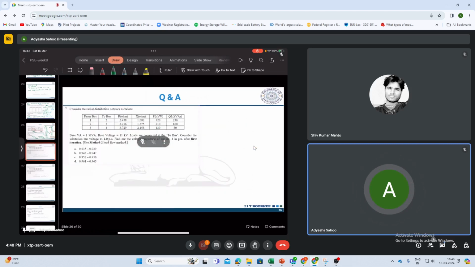Okay, now let's move on. So a radial distribution network is given. 4 buses are there, and the line reactance, resistance, and active and reactive load are given. So consider the substation voltage as 1. Find the voltage magnitude of bus 4 after first iteration. So this was the previous week's assignment only. So here R is given in ohms, means you need to convert it into per unit.